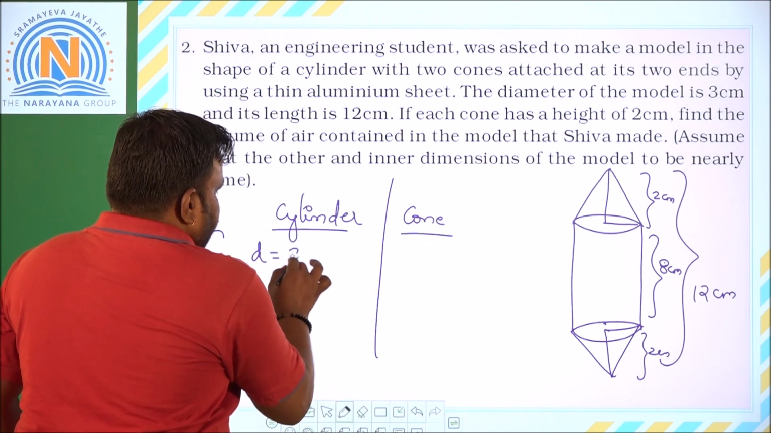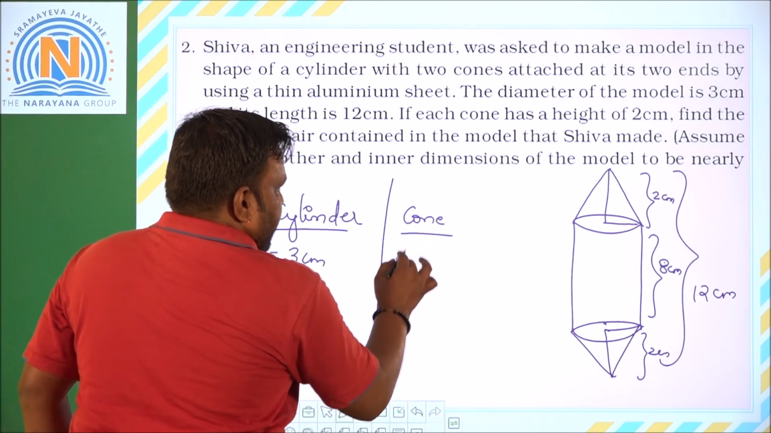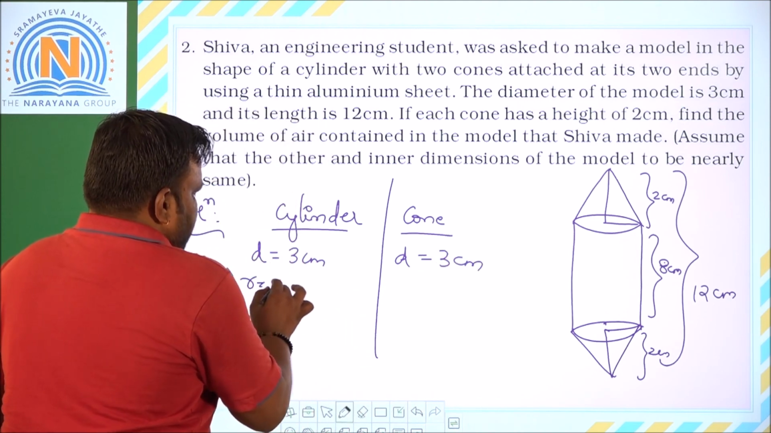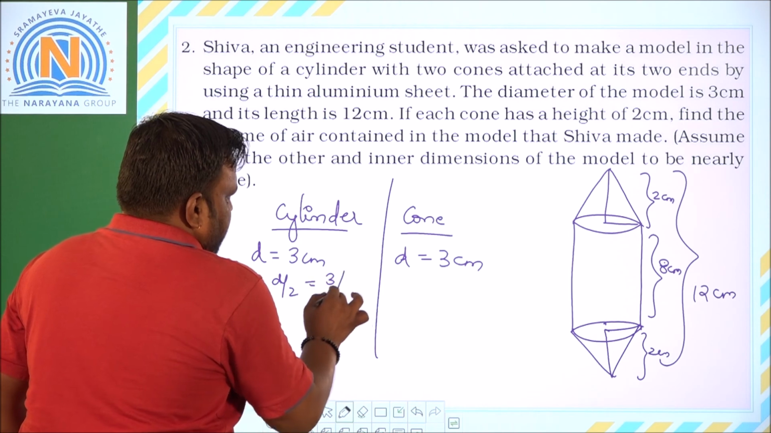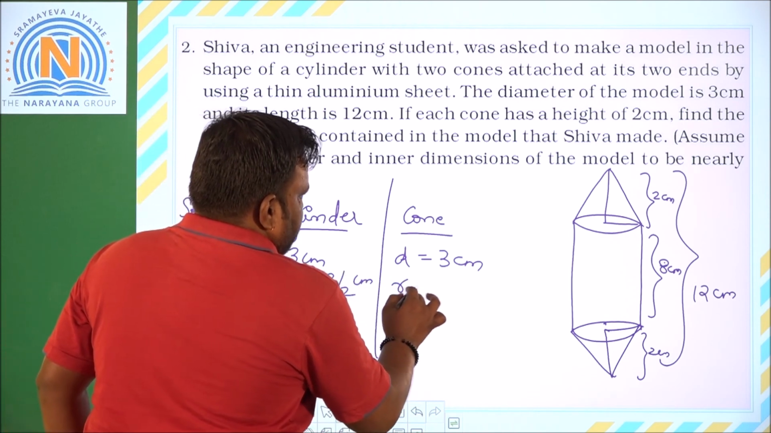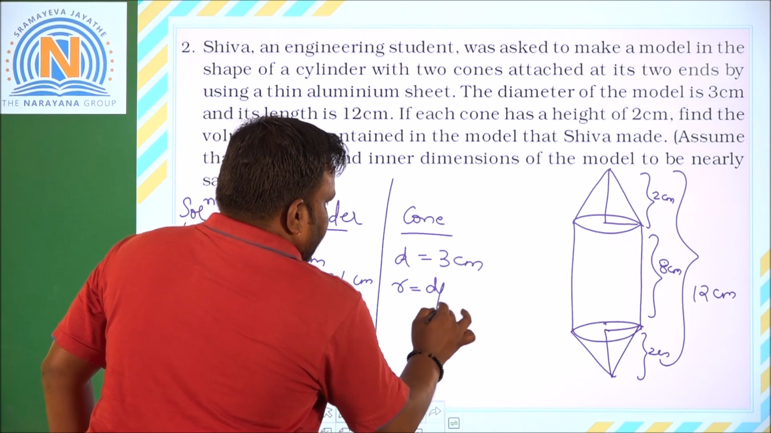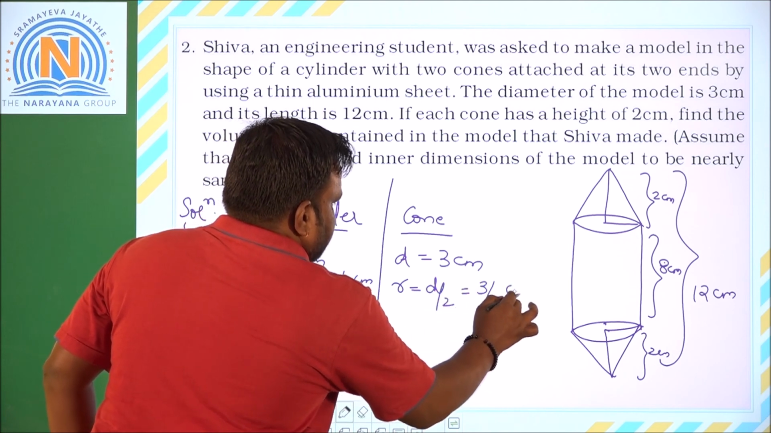So D is equal to 3 centimeters for the cylinder, even d is equal to 3 centimeters for the cone. So from this, r is equal to d by 2, that is 3 by 2 centimeters. Here also the same thing, r is equal to d by 2, that is 3 by 2 centimeters.